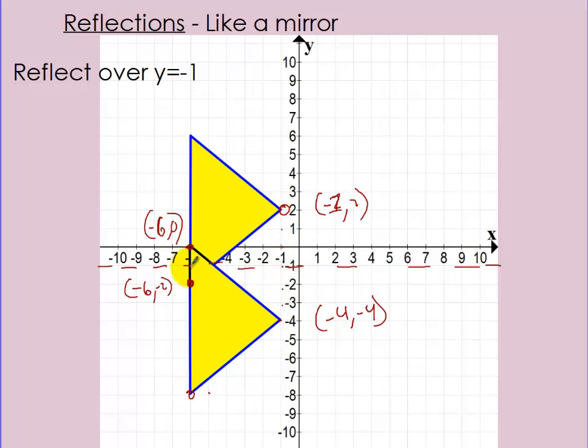This point right here, on the original triangle, that dot was 1, 2, 3, 4, 5, 6, 7 spots up. Now it's 1, 2, 3, 4, 5, 6, 7 spots down, or 7 units up and down. So that's what you've got to do. I think you guys can pull this off.